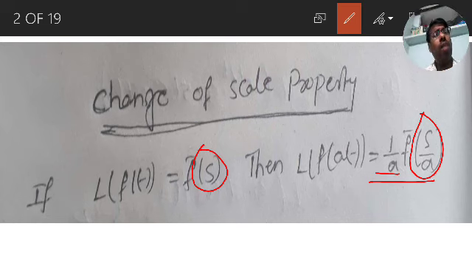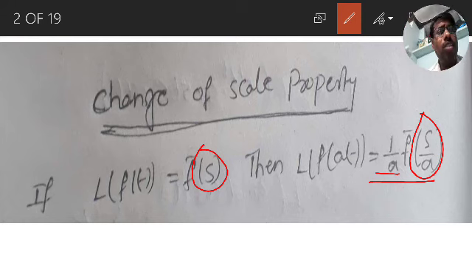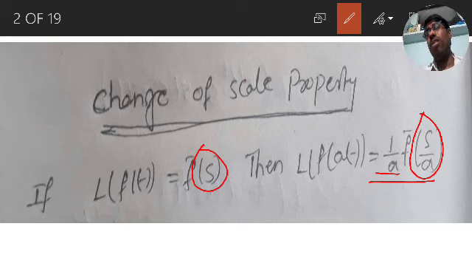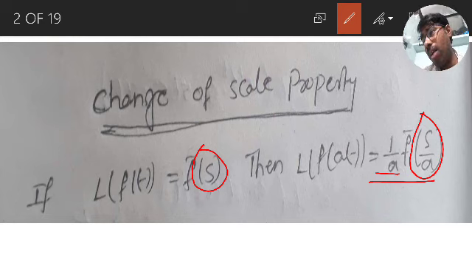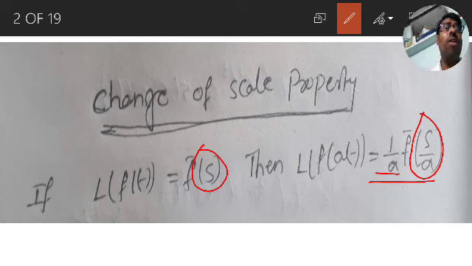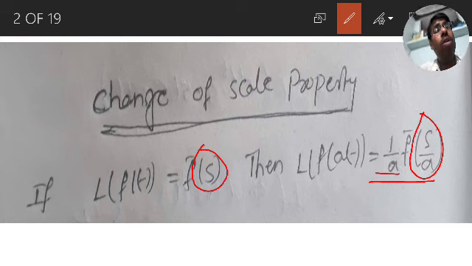So a statement may come for 1 mark like this: state the change of scale property. What do you have to write? If L of f of t is equal to f bar of s, then L of f of a t is equal to 1 by a into f bar of s by a. So in place of s you have to write s by a, multiplied by the constant 1 by a. This is our change of scale property, guys. Read it so that we can go on to the problems.